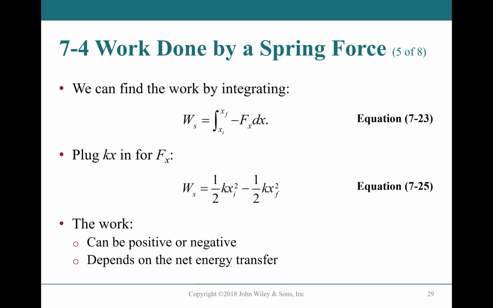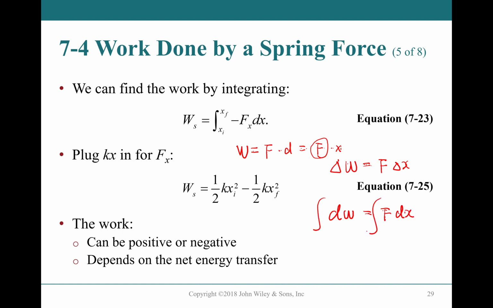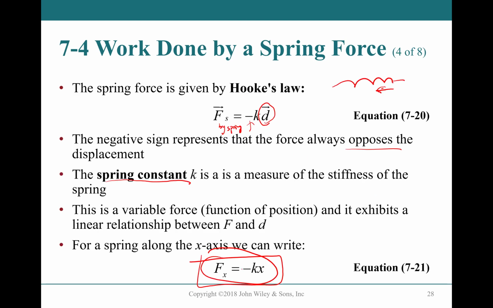Then we can find the work done by the spring. You can do an integration. Normally W equals F d, but here our F is different. F is changing with x, so you cannot have a constant force here. You have to write it as dW equals F dx, and then you do an integration. This is the integration we need, and you have a negative sign because F is negative.